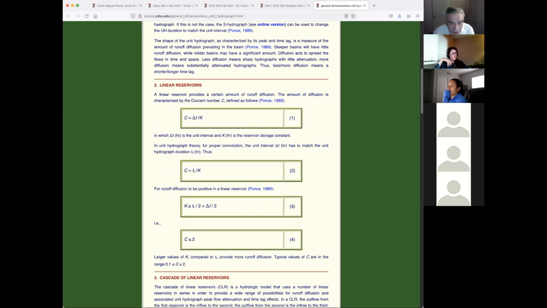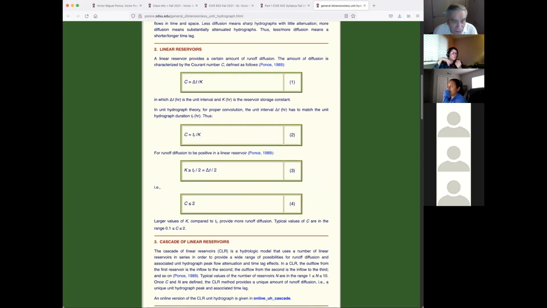And we need to understand here that the T sub R has to be equal to the delta T, because that's the way it's operated in the unit hydrograph world. The delta T of the hydrograph has to be the same as the T sub R of the hydrograph. Otherwise, it doesn't work. If you try to do anything else, it won't work. You get a nice answer, but it will not be the right answer.